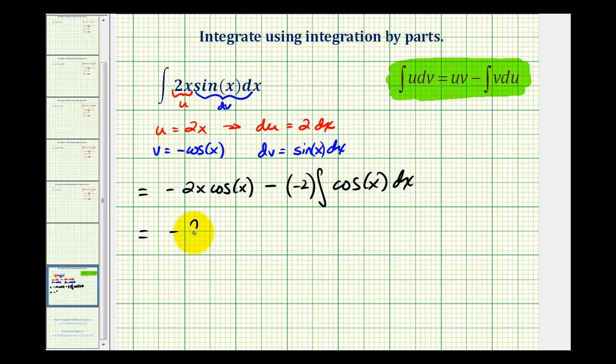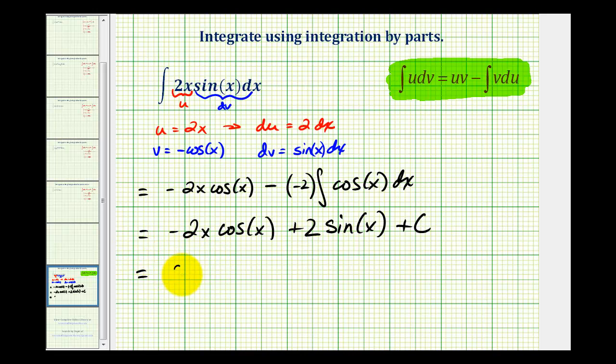So we'll have negative 2x cosine x. This will be plus 2 times the antiderivative of cosine x, which is sine x, and then plus c. And we could leave it like this, but let's go ahead and factor a 2 out.